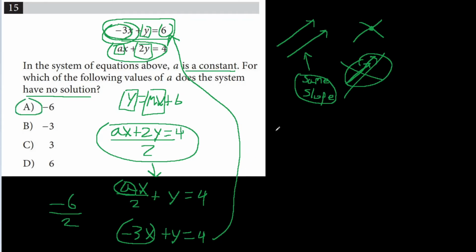You could also rearrange the equation so that it's in y equals mx plus b format, so that you can understand it more. But as long as they're in the same format, it's alright.